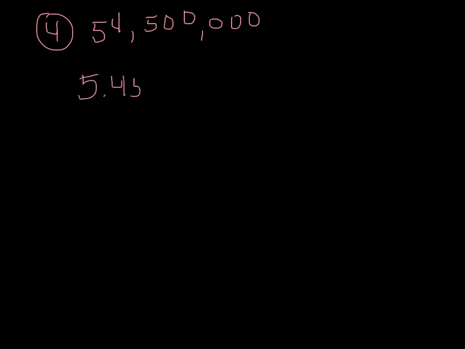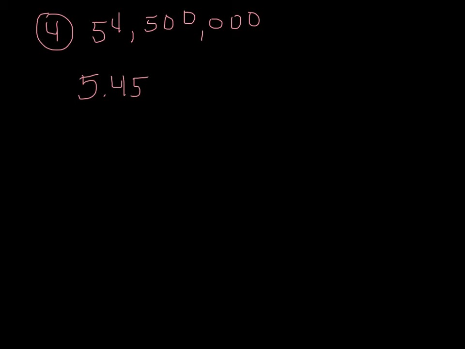Okay, so let's do number 4. Now we're going to go backwards. We're going to put 54,500,000, and we have to write it in scientific notation. Okay, so I'm going to look at my numbers at the front. I know I can only have one number in front of my decimal point, so I know my number is going to have to be 5.45, or 5 and 45 hundredths.